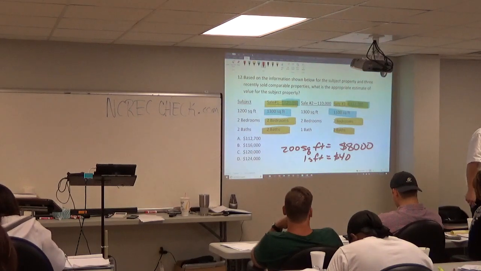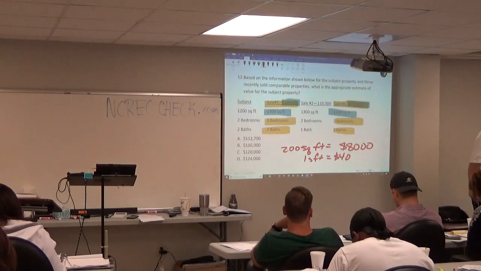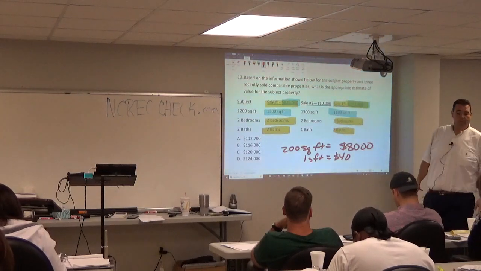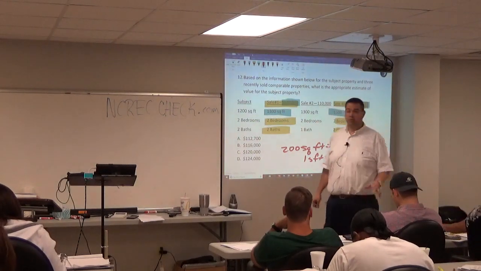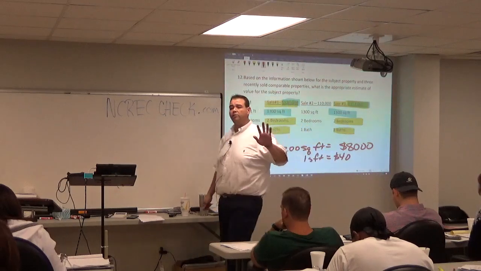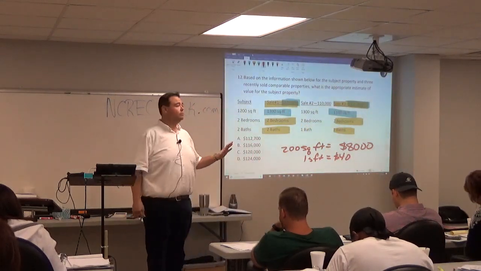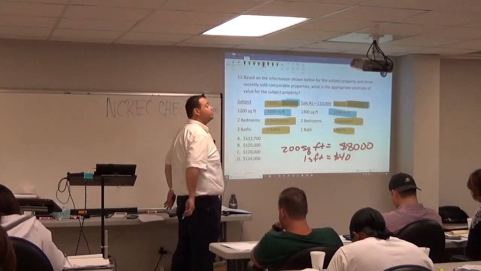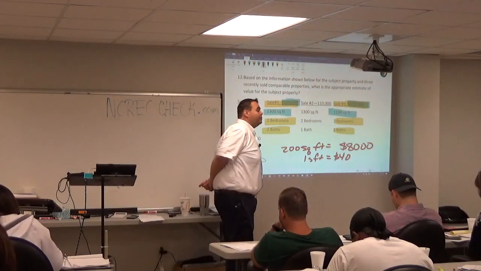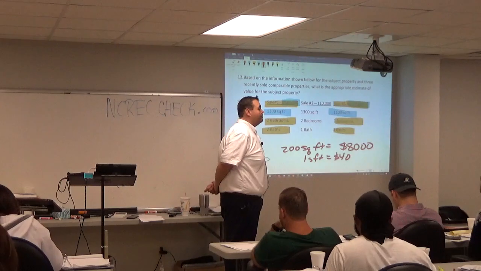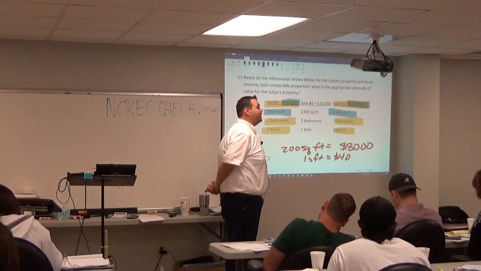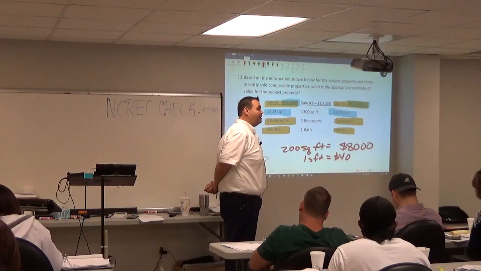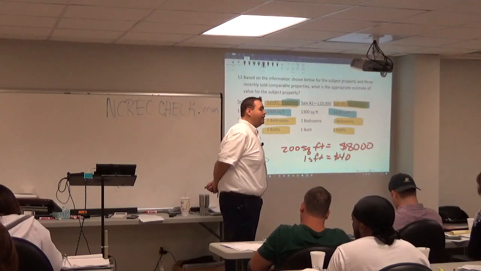So you already know how to do the math. You just put a roadblock up for yourself. Right? We all do. It's just basic consumer math. Is everybody with me on that? How we got to $40 a square foot? So you take the $8,000 and you divide it by the 200 square feet.